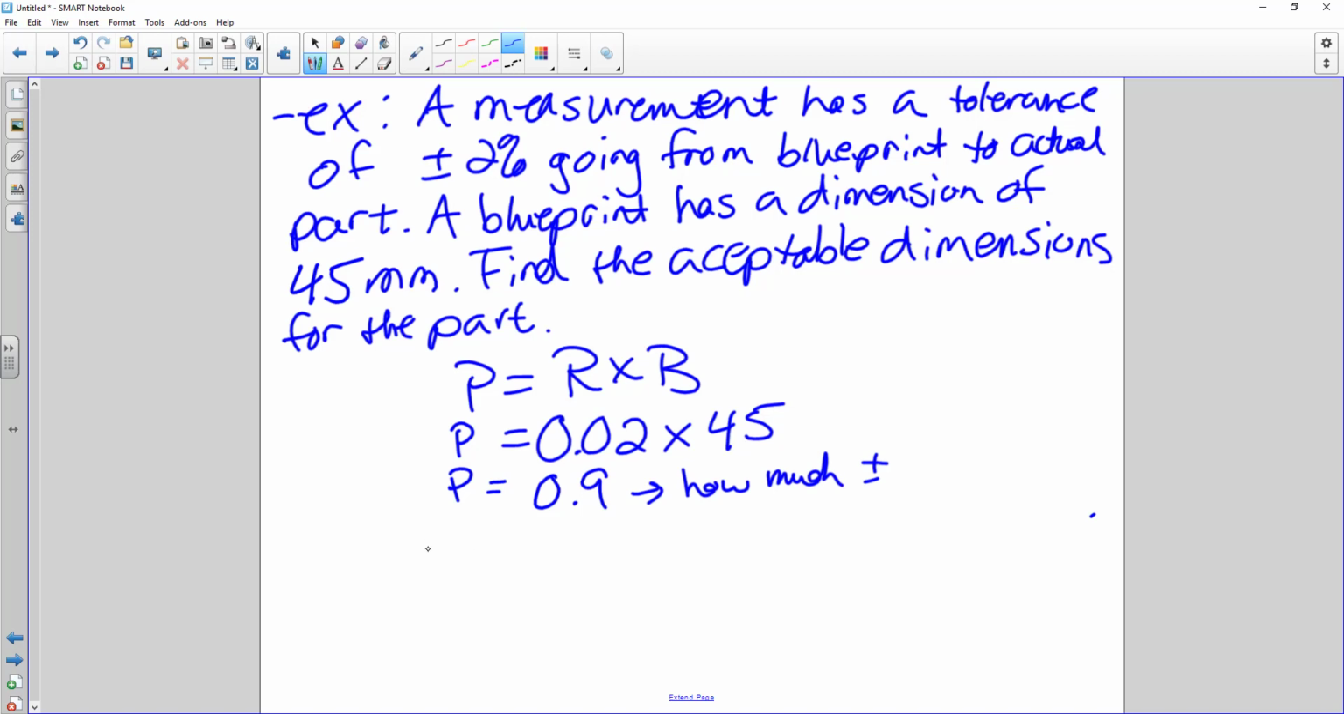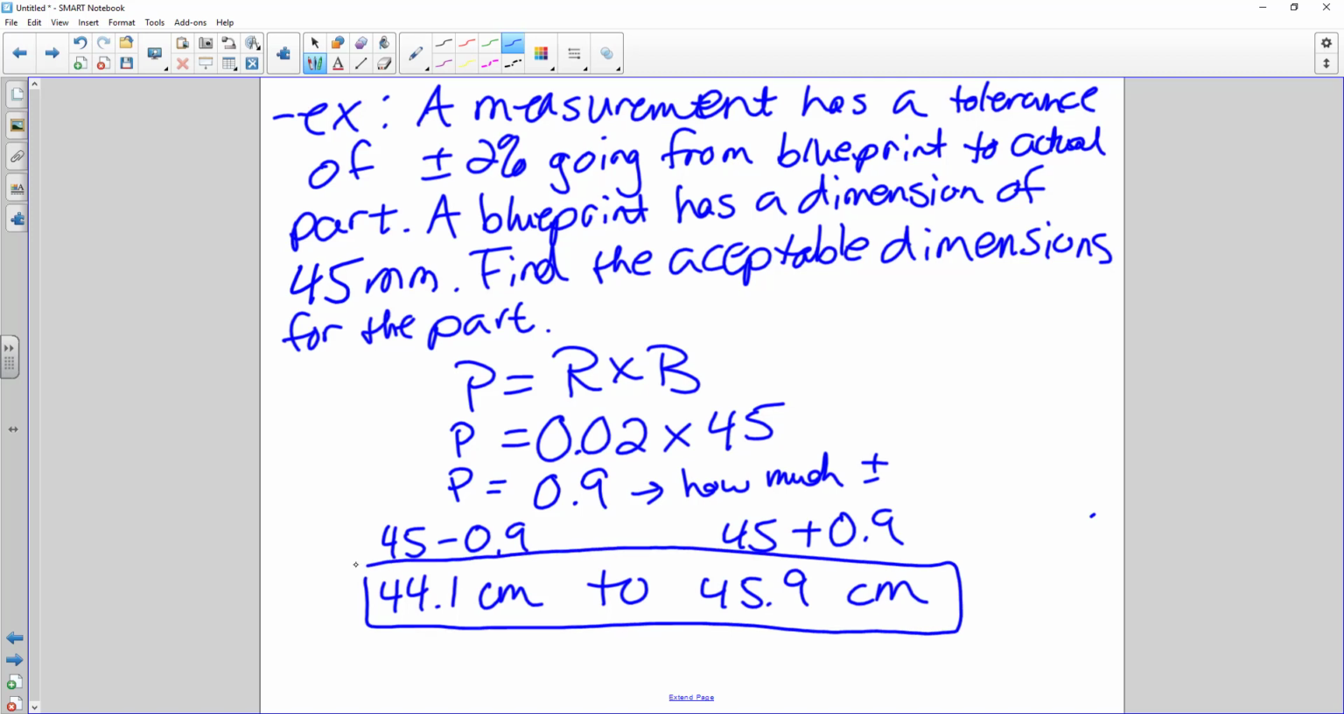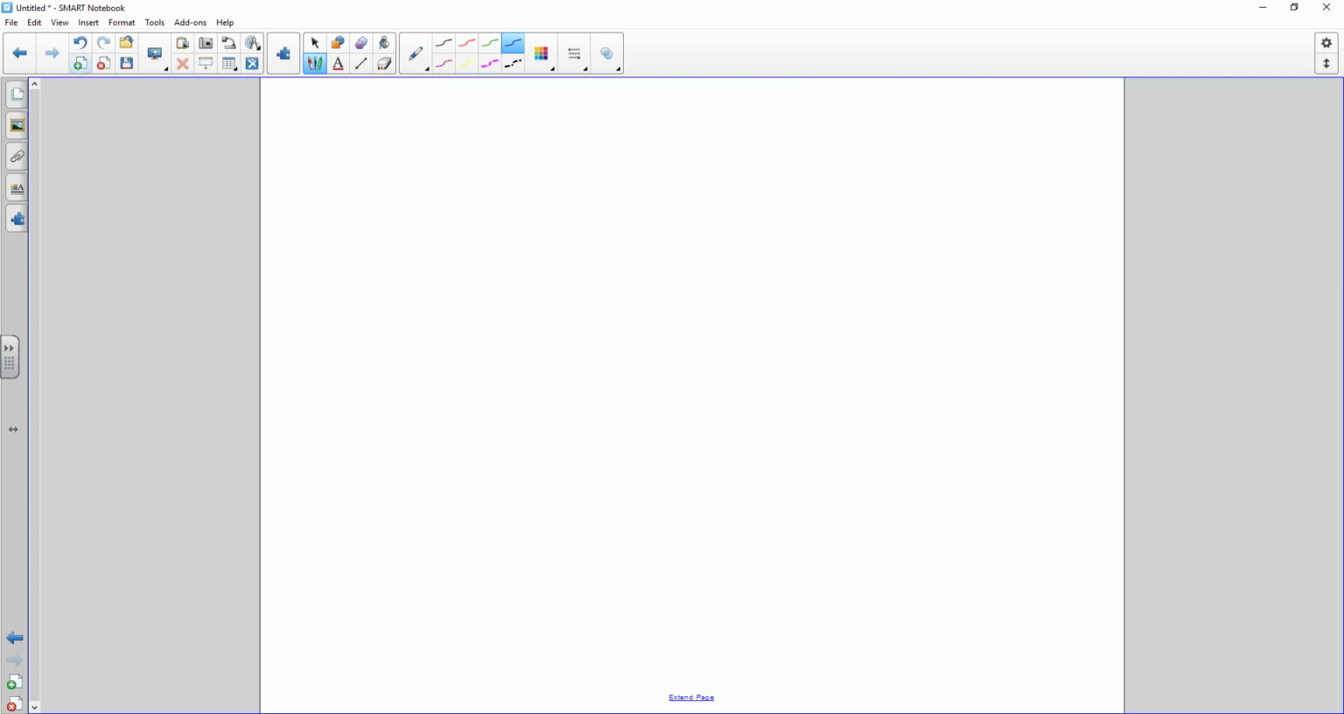So that means I have to get my upper and my lower ends here. If I take 45 minus 0.9 and I take 45 plus 0.9, let's see what we get. 45 minus 0.9 is going to be 44.1 millimeters to 45.9 millimeters. So between those two measurements, I'd be okay. I'd be within my plus or minus 2%. So sometimes too, especially when I'm looking for the part, a lot of times I might have to go one more step. Like in this one, I had to figure out the upper and lower dimensions.